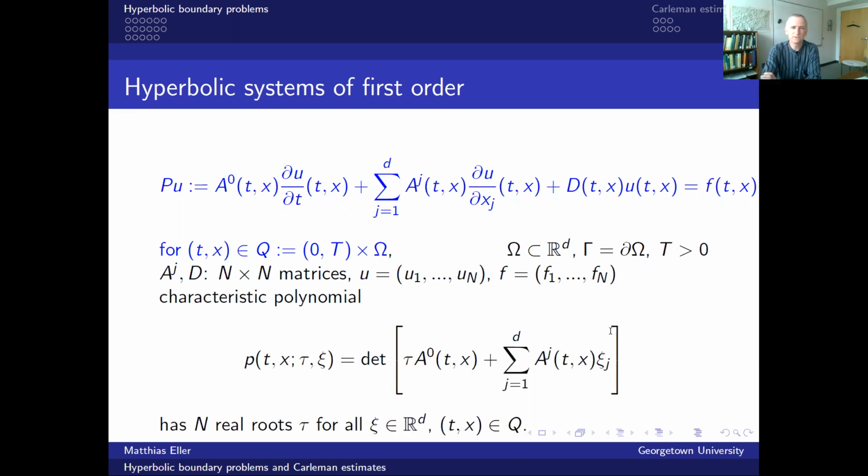So the characteristic polynomial, just to lay the groundwork, is then the determinant of the principal symbol. And I call this system hyperbolic if this polynomial, as a polynomial in tau, which is the dual variable of the time, has real roots for all xi in R^d and for all (t, x) in the space-time cylinder.